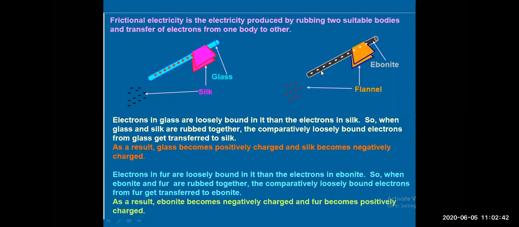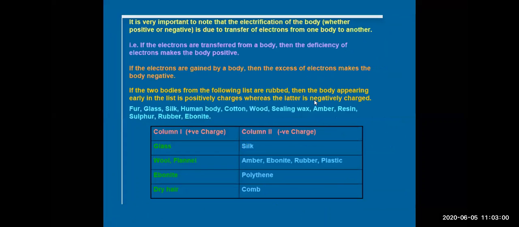In both the examples, whichever is loosely arranged. First case, in the glass, negative charges are loosely arranged. They come onto the silk. The second case, on the fur material, electrons are loosely arranged, so they will get attracted towards the rod. So this is how electrons will get transferred. It is very important to know that electrification of a body, whether positive or negative, is due to transfer of electrons. Positive charges will not transfer, only electrons will transfer from one body to another.